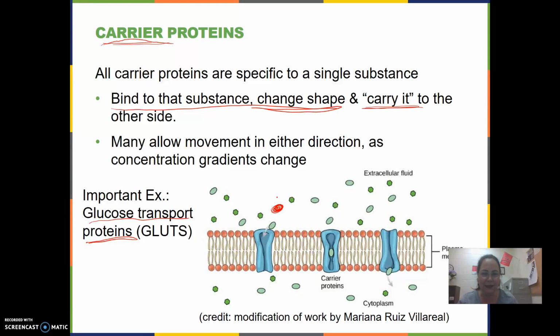And in this case, you can see that the concentration of glucose on the outside in the extracellular fluid is high, and the concentration on the inside is low. So glucose is going to move down its concentration gradient from high to low, and so it's going to move into the cytoplasm by binding with the carrier protein, as you can see here, and then the carrier protein changes shape and opens up on the bottom end, allowing the glucose to come into the cell.